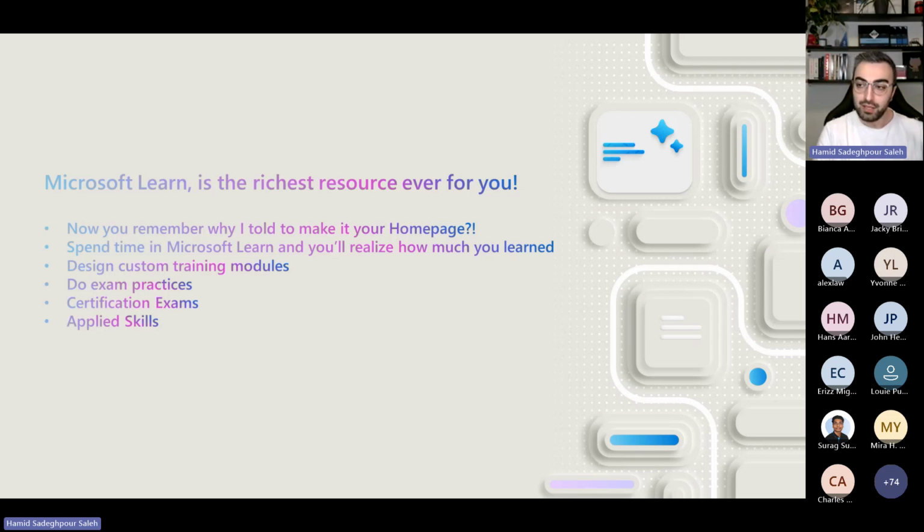And as mentioned in the Microsoft Learn slide, I was not going to spoil it in that slide, because now I'm going to share what the reason was. So Microsoft Learn is the richest place and resource ever for you. Anything you want to look up about Microsoft technologies is in Microsoft Docs, it's in Microsoft Learn. And as I mentioned, now you remember why I told you to make it your homepage, because that's the reason. It's the richest resource ever for you. If you're looking for resources, first search Microsoft Learn. I'm sure you will find it.